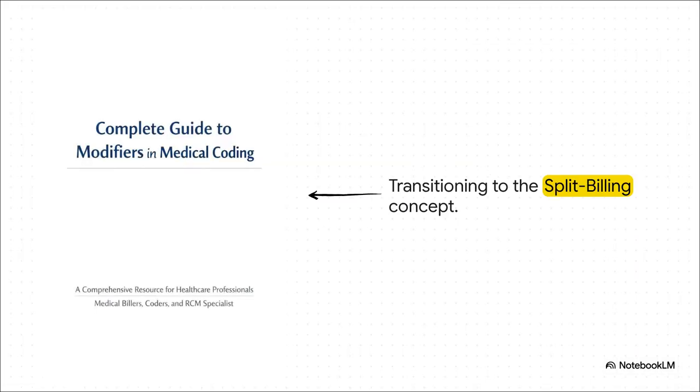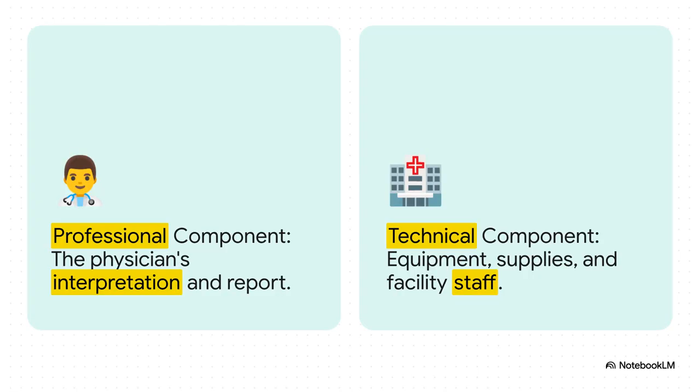Okay, now that we've secured your E&M claims, let's pivot away from those office visits and dive right into the world of radiology and cardiology. Yep, it is time to talk about the split billing concept. Welcome to the split billing duo. We've got Modifier 26, the professional component, and Modifier TC, the technical component. It's actually pretty simple. When a single procedure has 2 distinct halves, we literally split them. Modifier 26 is the physician's interpretation and written report. Modifier TC, on the other hand, covers the facility's physical equipment, the supplies, and the technical staff that actually run the test.